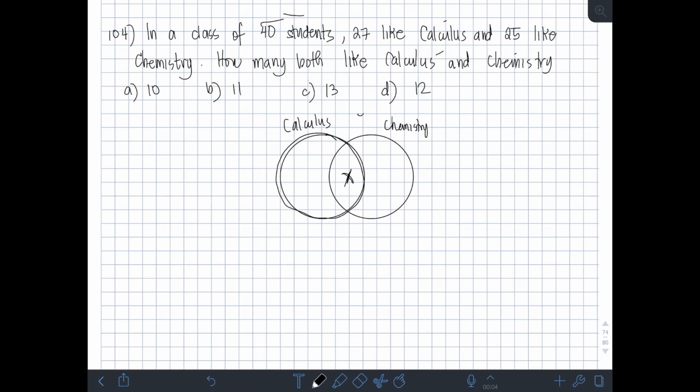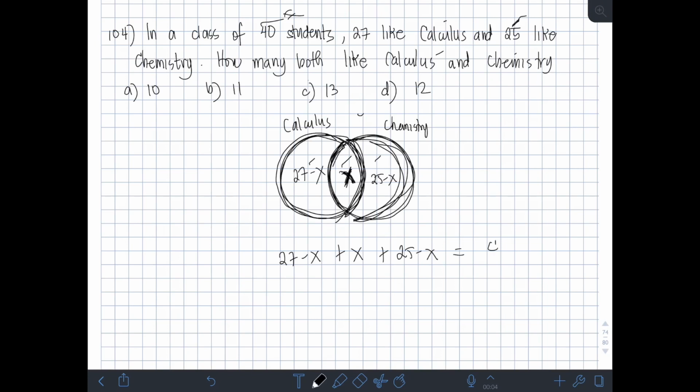So, kung meron na tayong X dito sa common sa calculus at chemistry, dapat yung natitirang portion ng circle na to ay 27 minus X. Same din dito sa chemistry, yung kabuuang circle na to, dapat merong 25. So, kung meron na tayong X dito sa intersection ng calculus at chemistry, itong portion na lang ng chemistry is 25 minus X. So, pag inadd natin tong tatlo, 27 minus X plus 25 minus X, dapat yung total is 40.